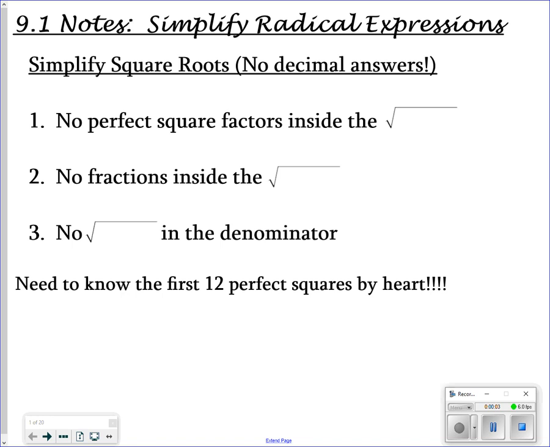Algebra 1. New chapter now. We're going to talk about radicals in this chapter. 9.1, simplifying radical expressions. So how do I know if I'm simplifying? Remember, this is not a decimal situation, so you're not just going to put a number in your calculator and just get the decimal.